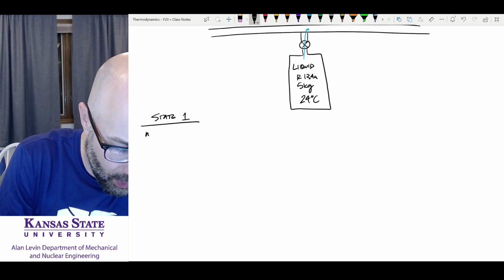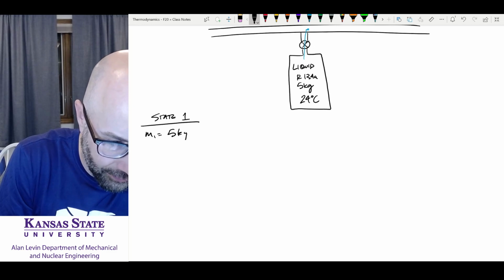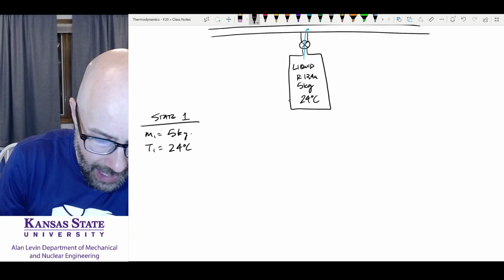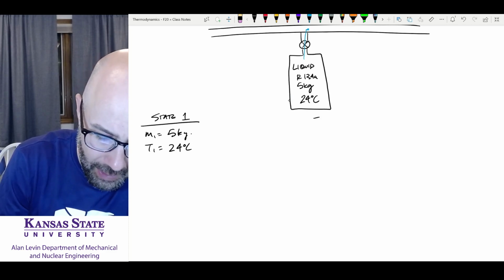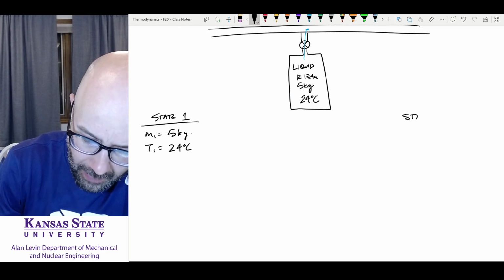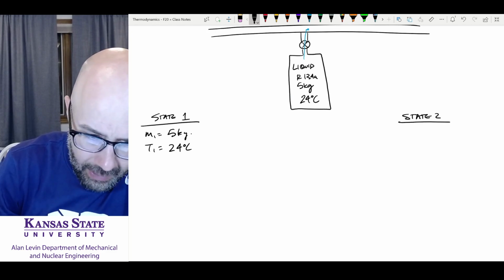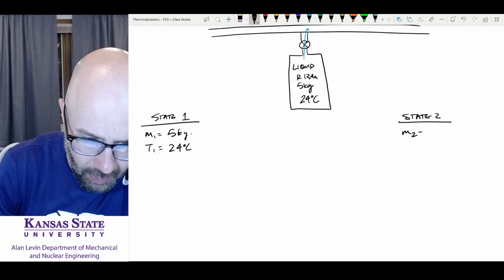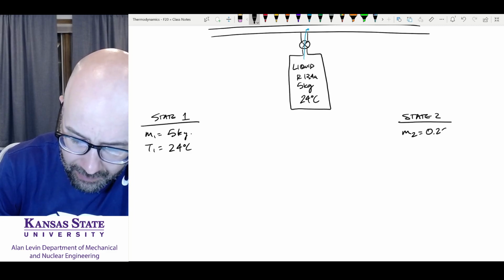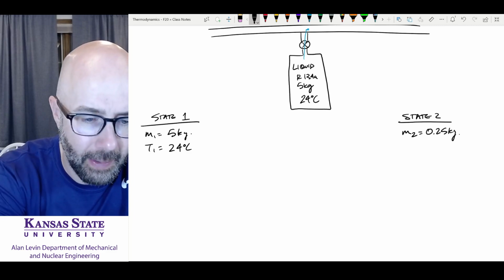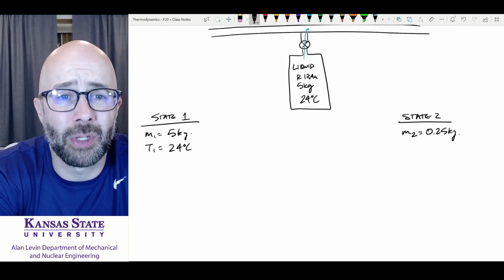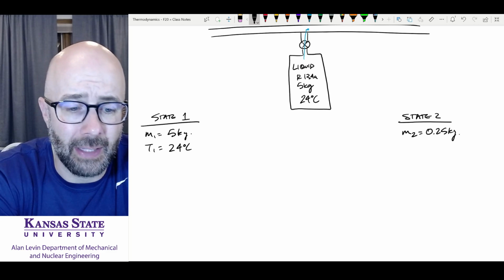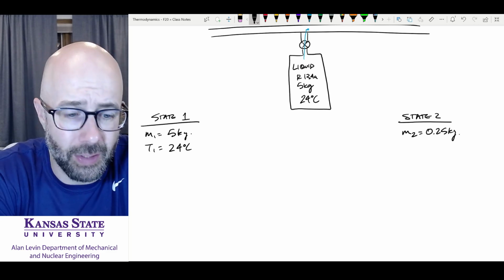that we have mass 1 equal to 5 kilograms, and temperature 1 equal to 24 degrees Celsius. And we're going to go to state 2, over here, where mass 2 is equal to 0.25 kilograms. When the mass hits 0.25 kilograms, we're going to close that valve and not let any more of the refrigerant go out to the system.